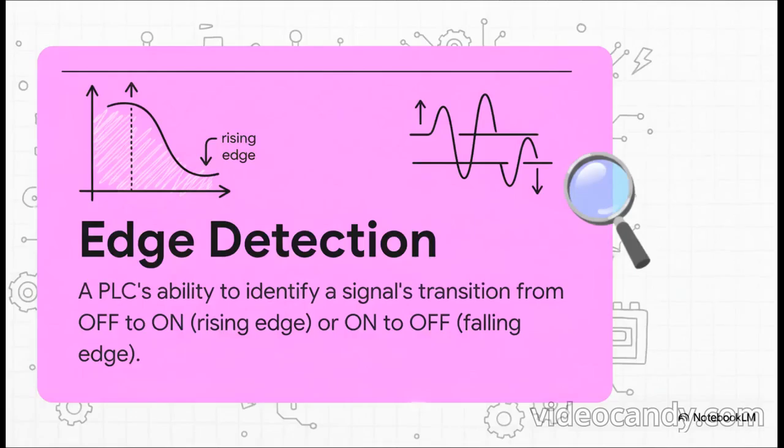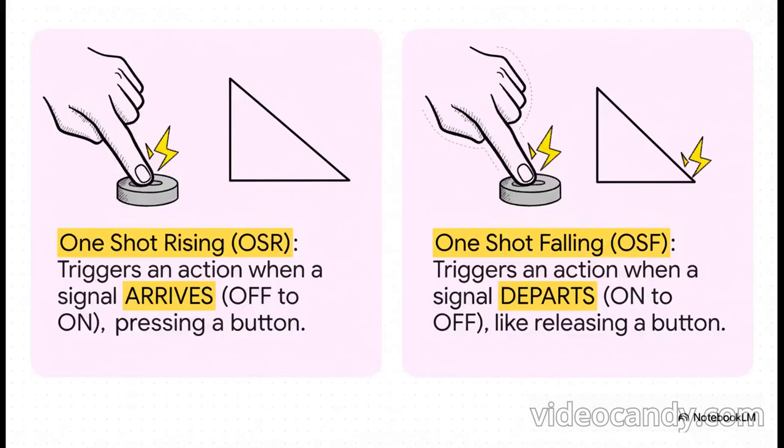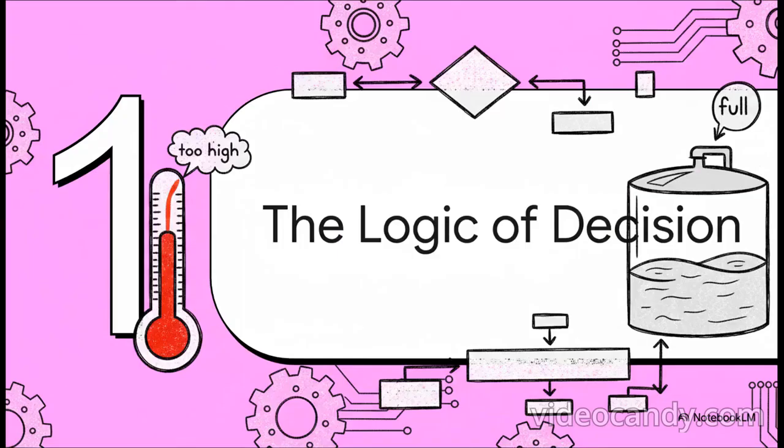And that leads us right into our first big concept: edge detection. Think of this as the very first tool in our universal automation toolkit. It's how a machine freezes a moment in time, whether that's a signal arriving, which we call a rising edge, or a signal leaving, which is a falling edge. Now, the brains of these systems, these PLCs, use special instructions to act on these moments. For instance, in Allen Bradley's software, you've got the one-shot rising, or OSR, and the one-shot falling, OSF. The key thing to remember is this: the OSR triggers an action the instant you press a button, while the OSF triggers when you let go. Pretty cool, right?